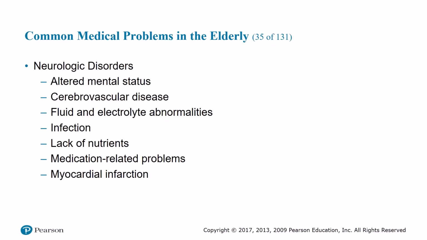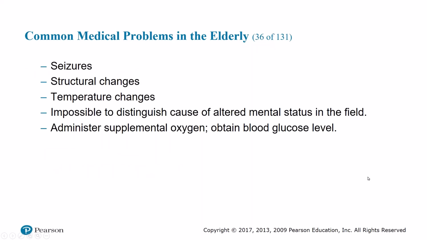Neuro disorders can be affected again by mental status, cerebral vascular diseases, fluid electrolyte, nutrition, overall infection, UTI, lack of nutrients, medication related, whether they're taking too much of their drugs or not enough of their drugs, MI, seizures, overall structural changes, arterial venous malformations, rapid temperature changes, too hot, too cold. But again, these are things where we don't really know if this is a gradual progression of a chronic disease or if this is something new. We can only treat the life threats. And for us, honestly, ABCs, airway, breathing, circulation, O2, get a glucose. Never hurts to get a glucose. We can roll it out.